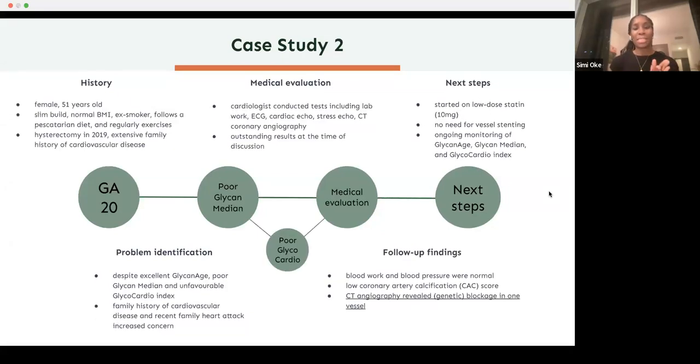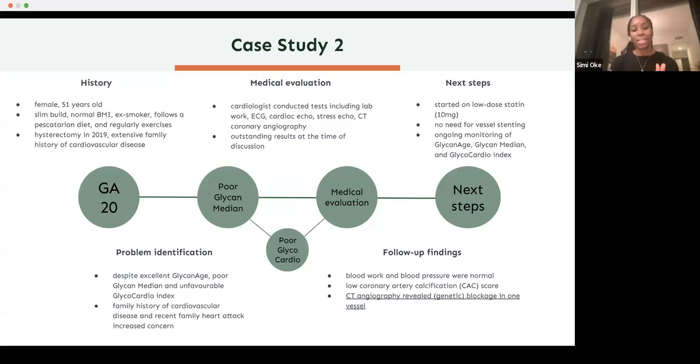In the next case study, this is actually a great way to understand what I was saying about the balance between glycan median and glycan mature. So in this case, we have a 51-year-old female, relatively slim build, normal BMI, ex-smoker, but outside of that has a good diet, a pescatarian diet, regularly exercises, past medical history of just a hysterectomy back in 2019. However, there is a family history of cardiovascular disease. She comes to us and her GlycanAge is 20, which is, of course, amazing.